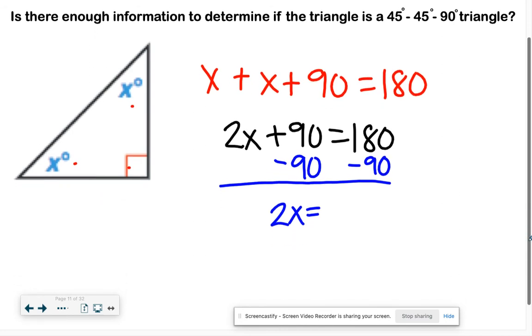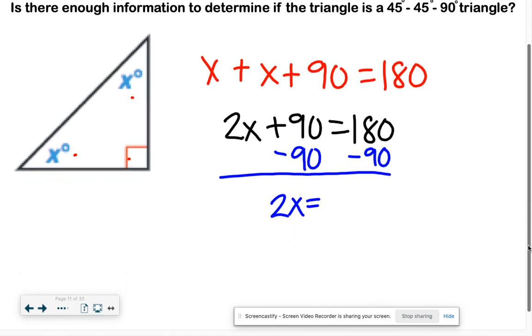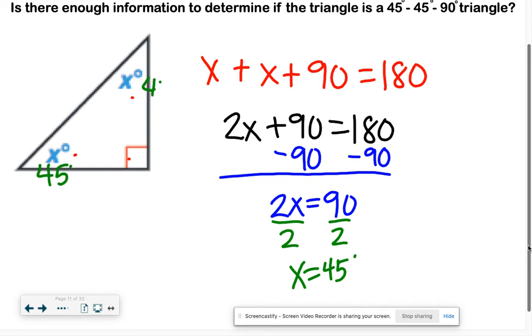What's 180 minus 90? 90. And divide by 2. You get 45, right? So now if we plug that back in, this guy's 45. This one's 45, and we know this is already 90. So did it work? Yes.